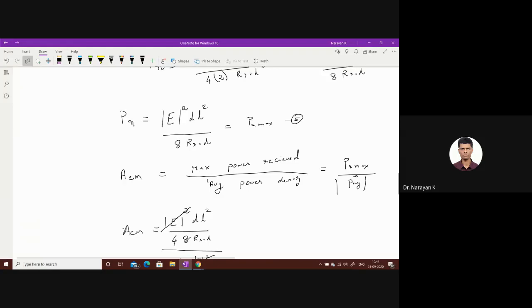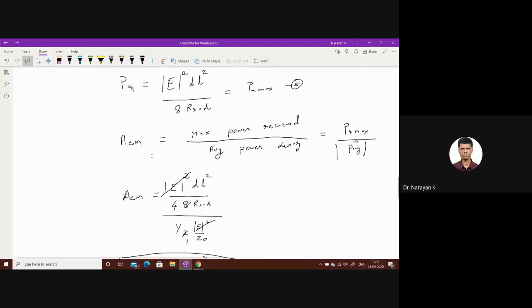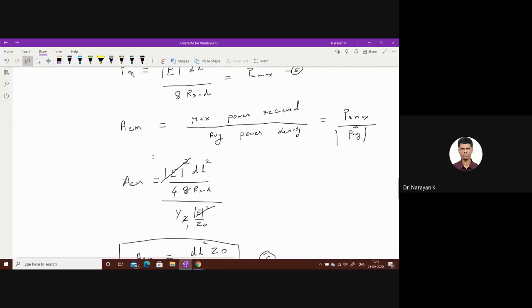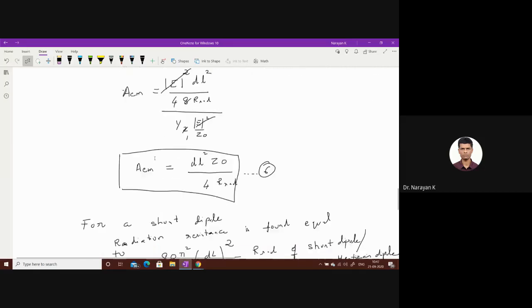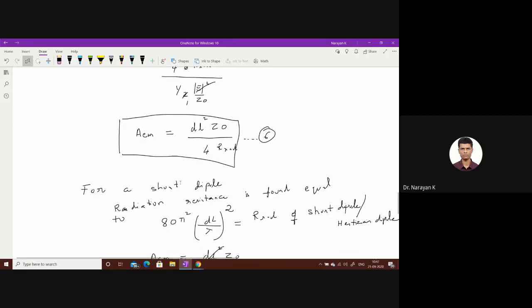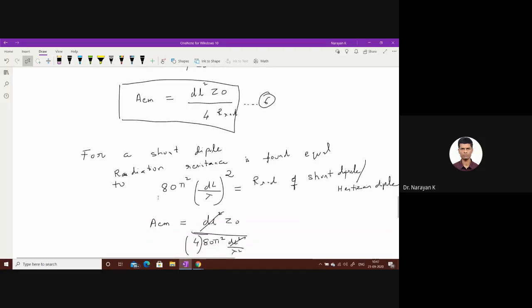Maximum effective aperture of the antenna is the maximum power received divided by the average power density. The maximum power received is E square dl square divided by 8 radiation resistance. The average power density is half E square by Z naught, where Z naught is the intrinsic impedance of free space. Once you do the mathematical fine tuning, you will get dl square Z naught divided by 4 times radiation resistance. For a short dipole, radiation resistance is 80 pi square dl by lambda whole square. This whole thing you have to remember.